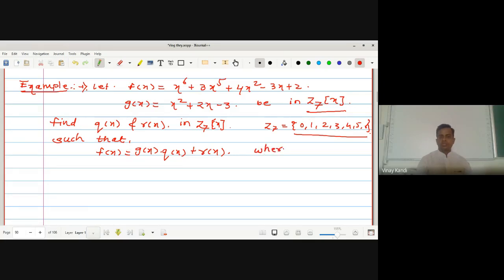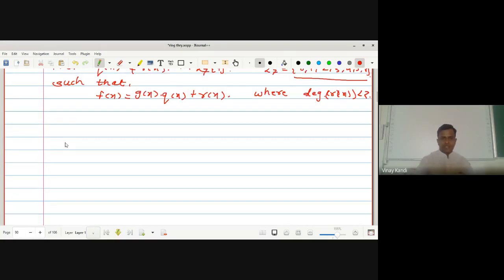where degree of r of x, what is it? Less than degree of g of x. What is the degree of g of x? It is 2. Okay, we have to solve. Okay, it is the 8th standard method, 8th standard maths.